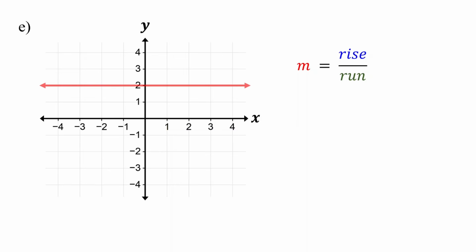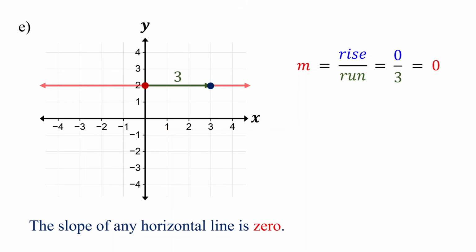Let's find out. Locate 2 points on the line with integer coordinates. Notice that as we move from the left point to the right point, there is no vertical movement. We don't move up or down at all, which means the rise is 0. However, we move to the right 3 units, so the run is 3. Therefore, the slope is 0/3, which simplifies to 0, right? Remember, the slope of any horizontal line is 0.